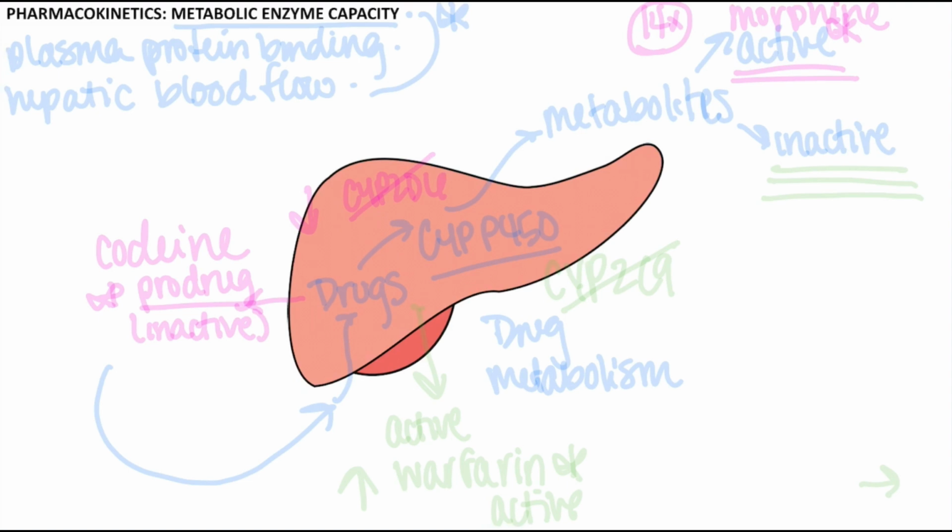So there are three main pharmacokinetic factors that can be impacted by liver function. And that is metabolic enzyme capacity, which I'm showing you here, plasma protein binding, and the last one is hepatic blood flow.